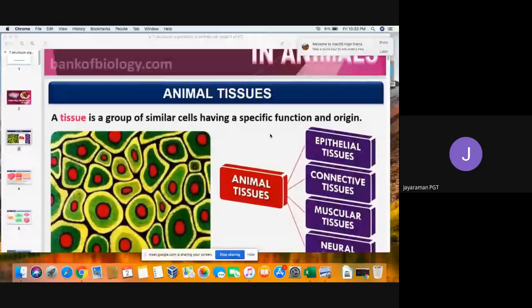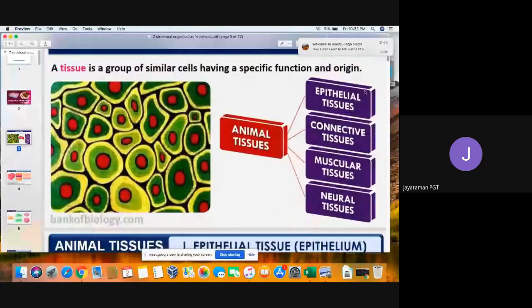These are the key points while you're defining the tissues. Animal tissues are divided into epithelial, connective, muscular, and neural. These are the simple ones you would have been studying in earlier classes: epithelial tissues, connective tissues, muscular, and neural tissues.